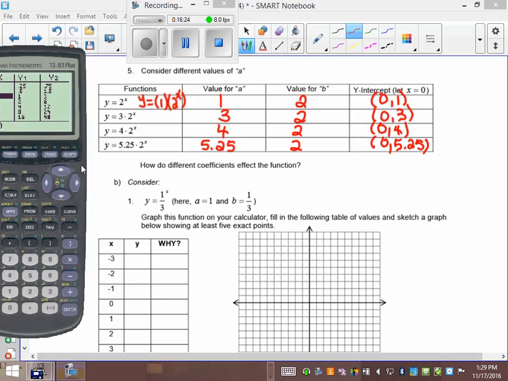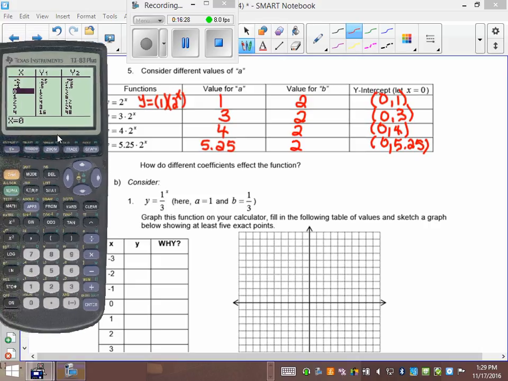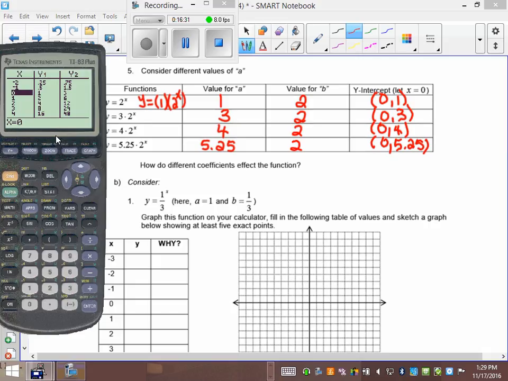How do different coefficients affect the function? This value in front, what is that? If we did transformations, it's a vertical stretch. So it's stretching that graph upwards. Okay? How do different coefficients affect the function?